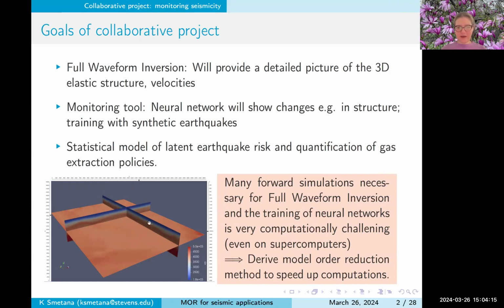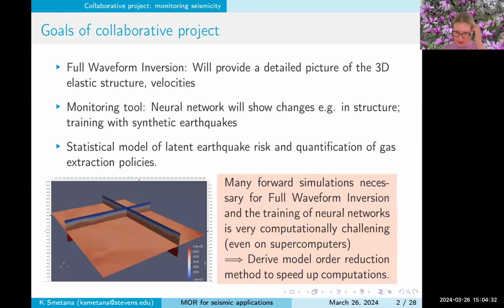As you can see here on the left, you can see part of a 3D plot of the respective simulations. The problem is, it's an inverse problem, so very many forward simulations are needed for full waveform inversion and also for the training of the neural networks.